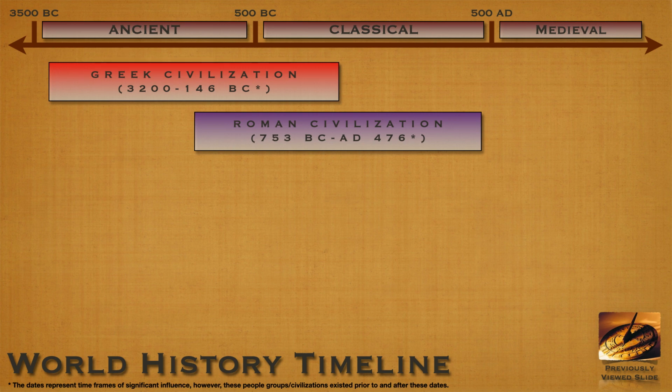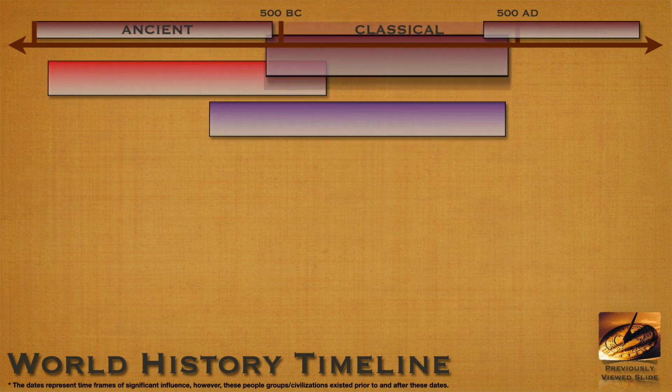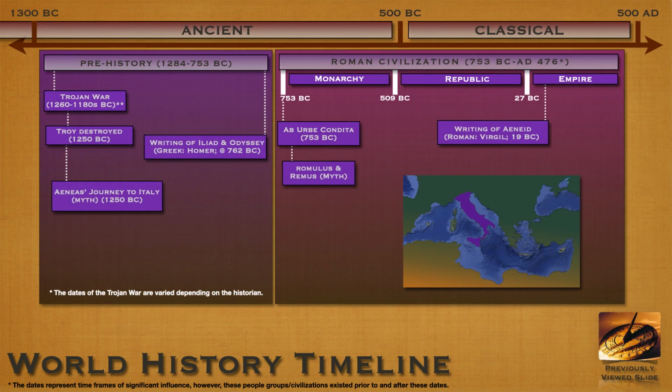Let's take a quick look at the Roman civilization here. We're going to look at a little bit of prehistory. The Trojan War is going to be during this time period. We're going to look at the journey of Aeneas to Italy. And we're going to be looking at the writings of Homer, who's going to give us the Iliad and the Odyssey. We'll look at the basic Roman civilization historical time period from 753 to 476, which is divided into three sections: monarchy, republic, and empire.